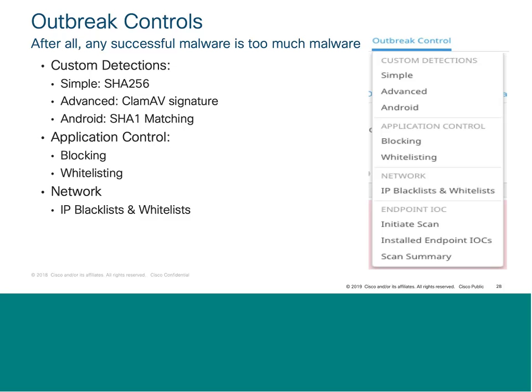Simple custom detections is basically exactly what it sounds like. If you have a file with a given SHA in your environment and you don't want it there, add it to your simple custom detection list by SHA-256, and AMP will quarantine that file and clean it up. Now, you can also approach files that you don't necessarily have a SHA for by writing ClamAV signatures for that file.